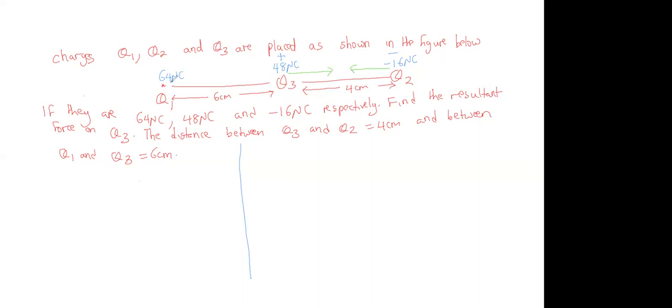Members, we go to the other one. I am looking at Q1 and Q3. When you look at Q1 and Q3, you see that this is a positive and this one is also positive. Members, which kind of force exists between the two? Positive and positive. Repulsion. Uh-huh, repulsion. Meaning that you must show that when I have Q1 and Q3, this is a repulsive force. So at Q3, the R is going to be pointing like this. At Q1, the R will be pointing like that. Members, is that fine?